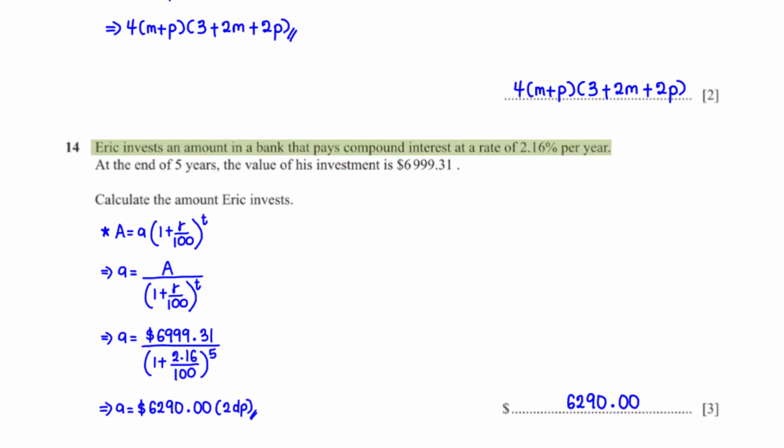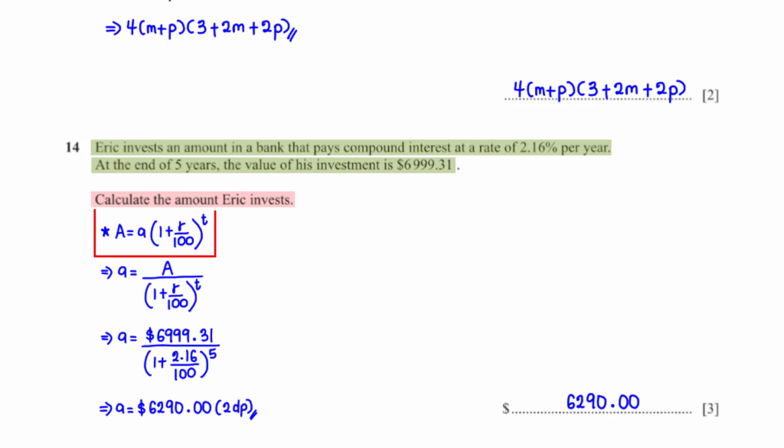Eric invests an amount in a bank that pays compound interest at a rate of 2.16% per year. At the end of 5 years, the value of his investment is $6,999.31. Calculate the amount Eric invests.